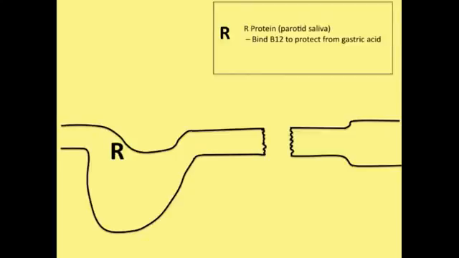Next, we have the R protein, and this comes from the parotid saliva. Yes, believe it or not. So R protein is made in the saliva, and as we swallow, it comes down and enters the stomach and the GI tract, and it binds to B12, protecting B12 from gastric acid.